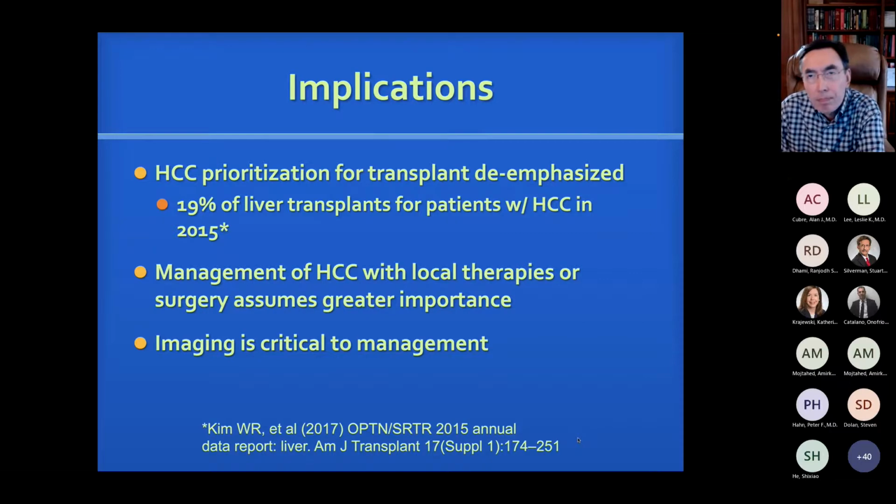And so in some cases, if the patients, number one, don't want to have a transplant, then they go to local therapies. Number two, if there's concern about waiting that long, local therapies can be used alternatively, or as a bridge, of course, to transplantation. And in all of these cases, imaging is critical to management.